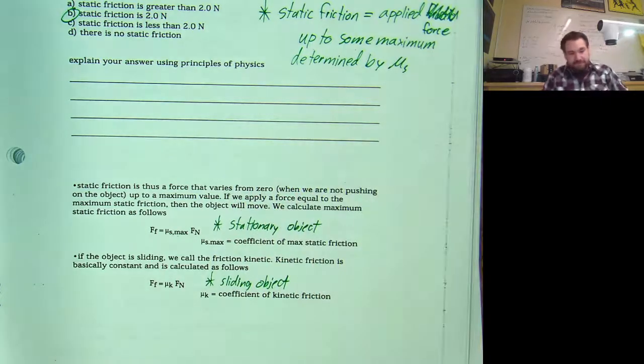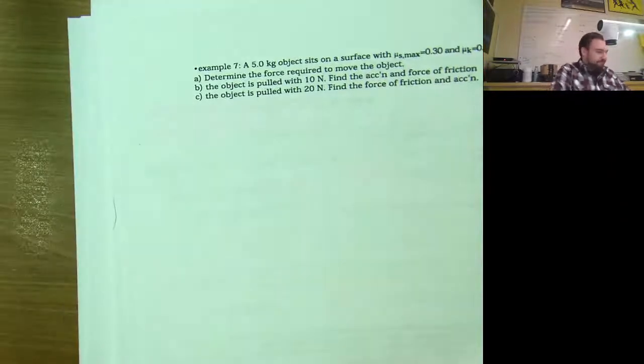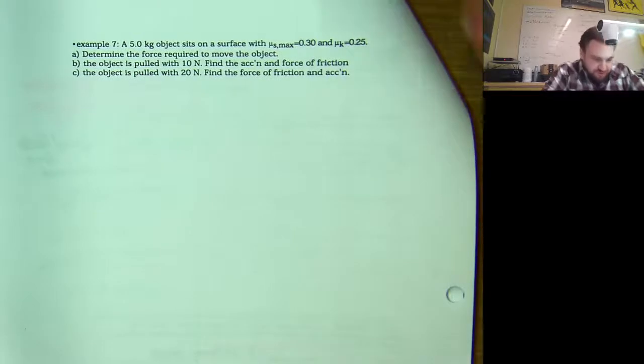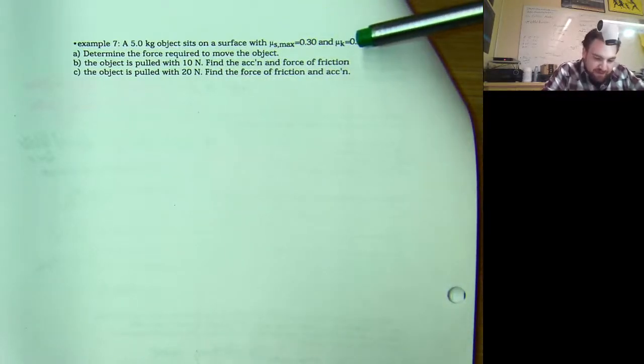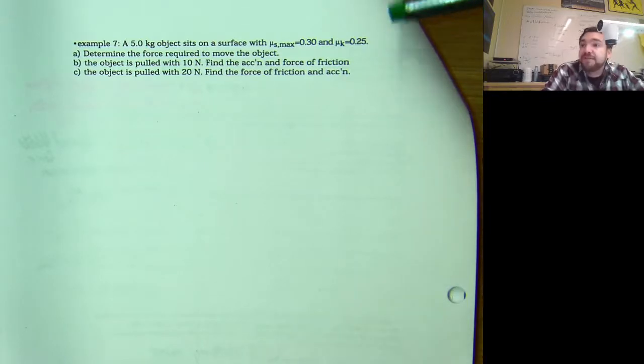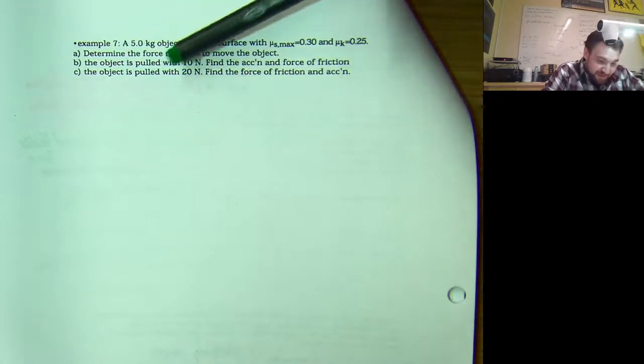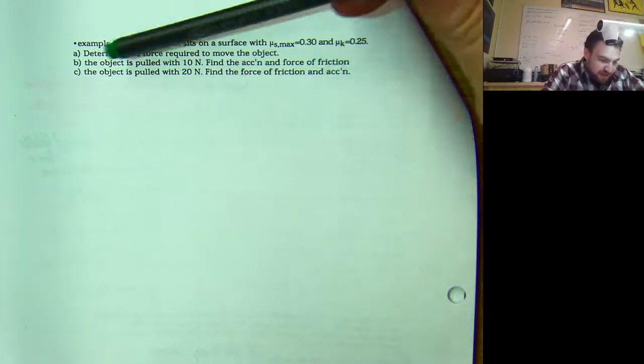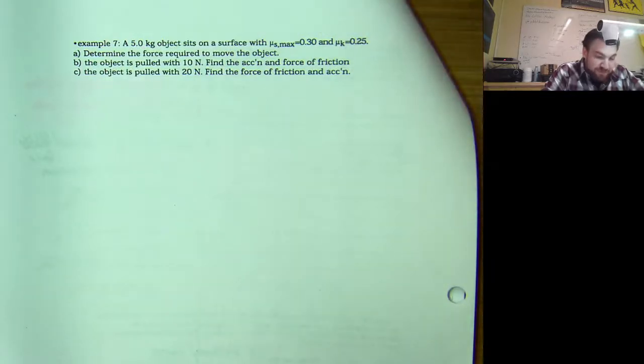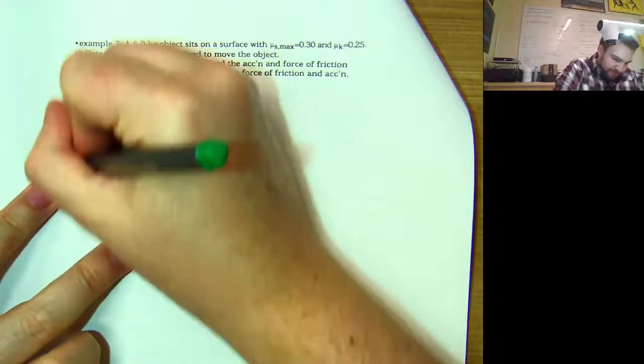Flip the page. We've got a 5 kilogram object sitting on a surface with a maximum static coefficient of friction of 0.3 and a coefficient of kinetic friction of 0.25. We want to determine the force required to move the object. And then B, the object is pulled with 10 newtons, find the acceleration and the force of friction. And C, the object is pulled with 20 newtons, find the force of friction and the acceleration, just like before. So here's what we've got. Draw the picture.